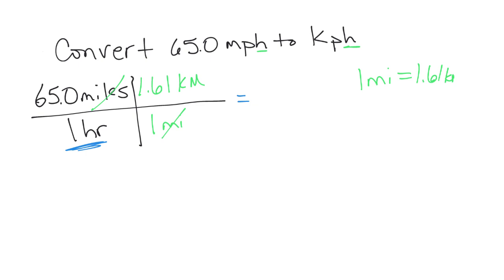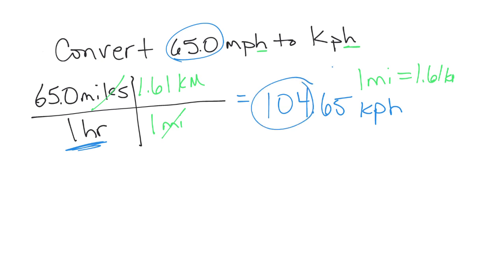So now we're going to take 65 times 1.61, and we get 104.65 kilometers per hour. Now, once again, we have 3 sig figs. So we're going to have this, but this tells us to round up. So it's 105 kilometers per hour. So if we were in Canada, we'd be speeding.